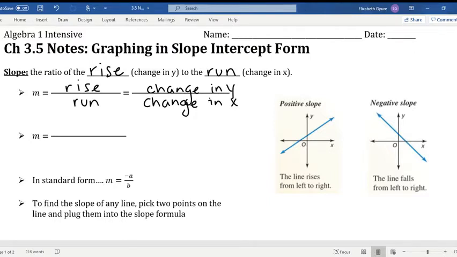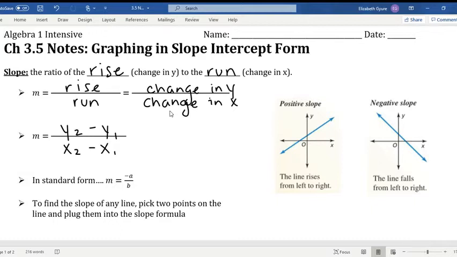The really important thing though is that y has to go on the top of your fraction. There is a formula for it. So if I give you points, there's a formula that you can plug it into. And that formula is y2 minus y1 over x2 minus x1. Sound familiar? Good. These come from coordinate points. So if I give you coordinate points, we'll label which ones are x1, y1, which ones are x2, y2, and then plug it in.